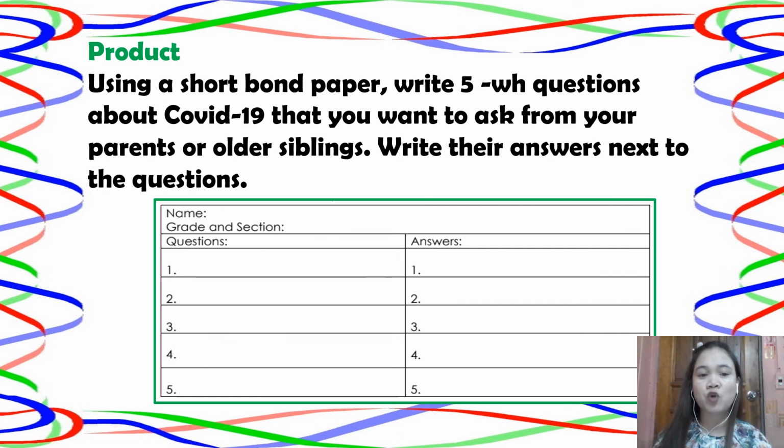Here's the format. You write your name, grade and section, questions in the first column, and in the second column, you write your corresponding answer to the questions. If you're done with your Let's Create and Let's Evaluate, you can screenshot it or take a picture of it and send it to our Messenger GC.